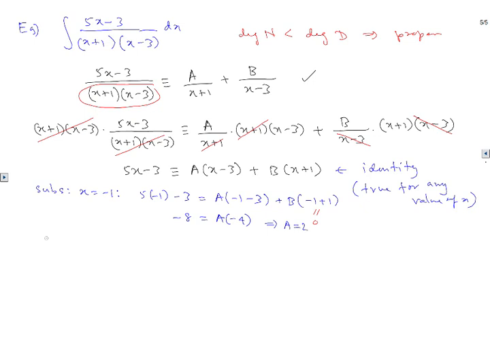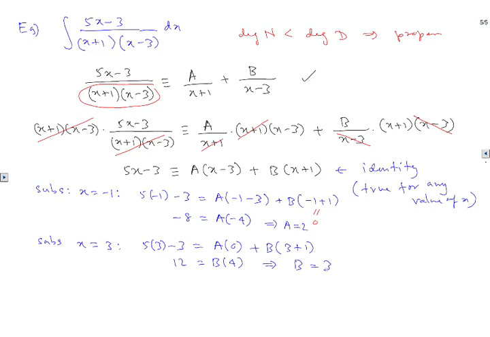So we do the same trick. To find b, we can substitute x equal 3. When x equal 3, 5 times 3 minus 3 equals 8 times 0, we know that, plus b times (3 plus 1). So this is going to make 12 equal b times 4. So this is going to give you b equal 3.